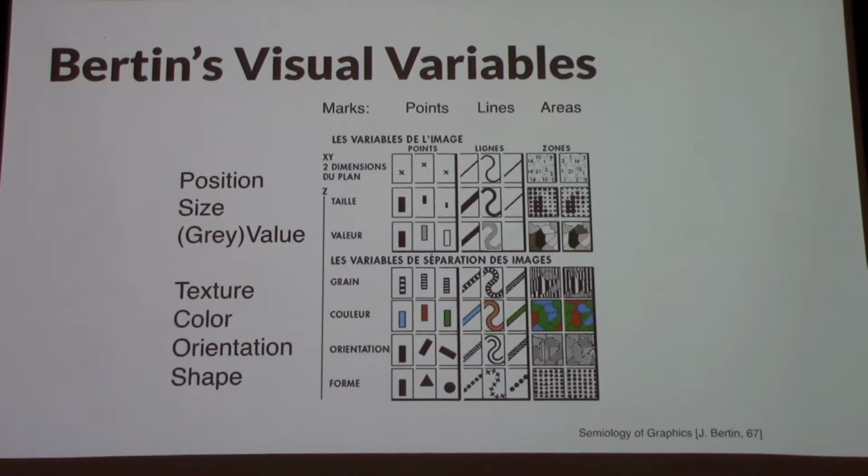So he had position, size, gray value, texture, color, orientation, and shape. And for the different marks, he had points, lines, and areas. You can see that he varied this a lot, and you can also see that he thought in terms of cartography a bit, but not only. Texture, for example, is something that we don't really use a lot in visualization because it's not easy to distinguish, but we can.